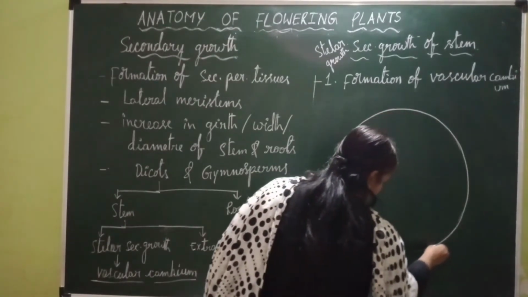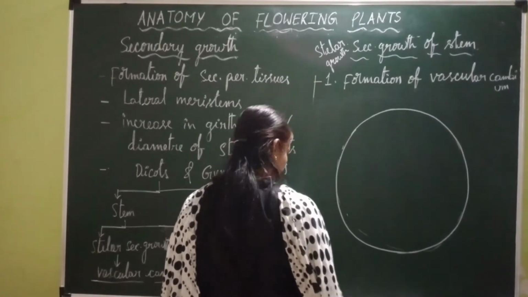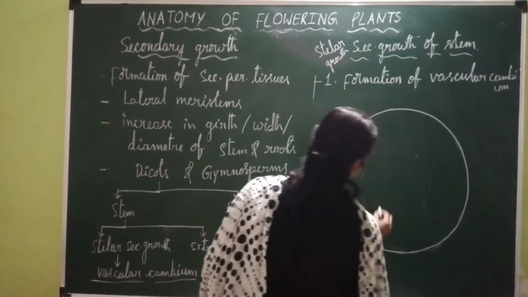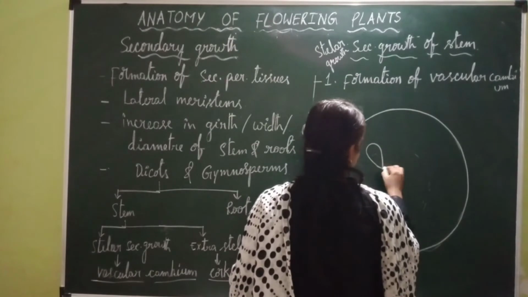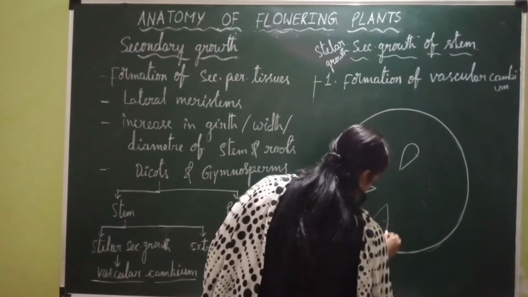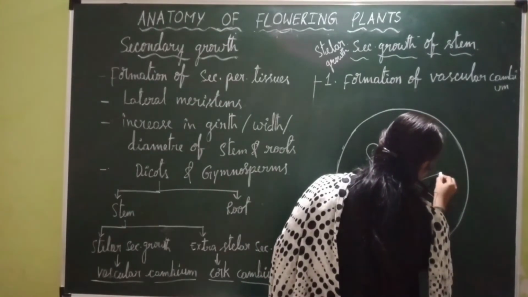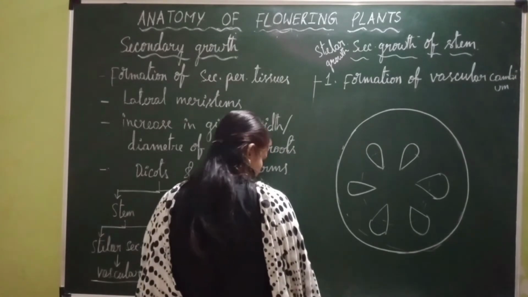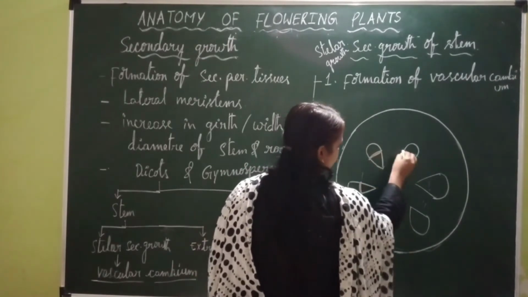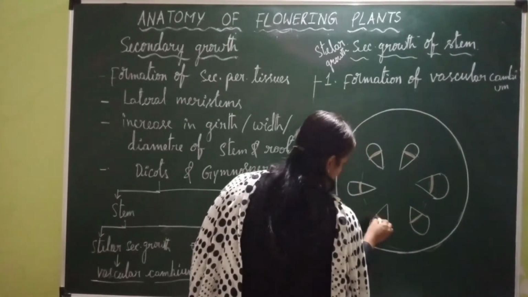These vascular bundles are arranged in the form of a ring. I am drawing vascular bundles which are arranged in the form of a ring. And what is the shape of these vascular bundles? They are wedge shaped. Okay. So this is the cambium present inside the vascular bundles, not between, present inside the vascular bundles. This is cambium.